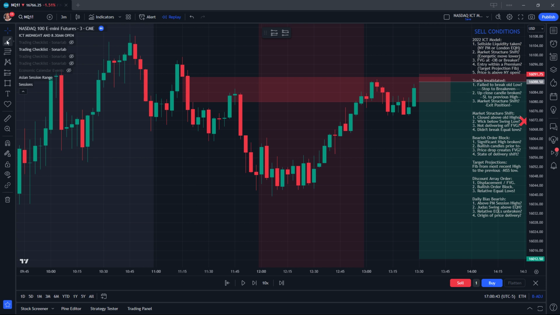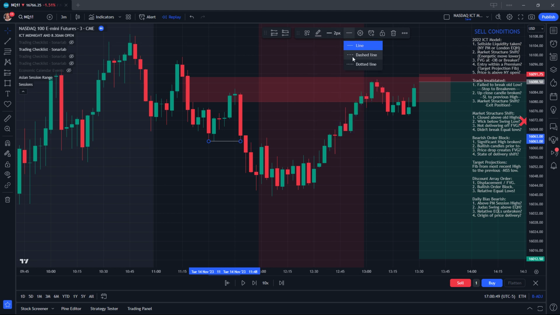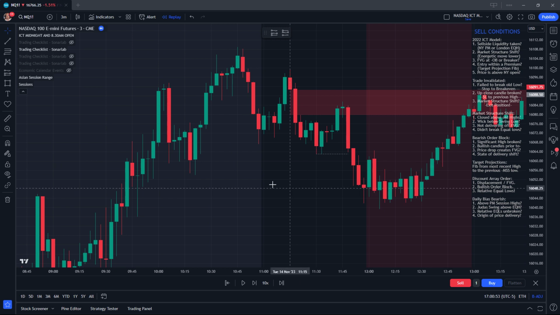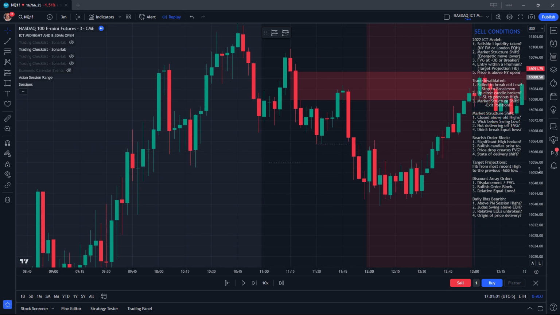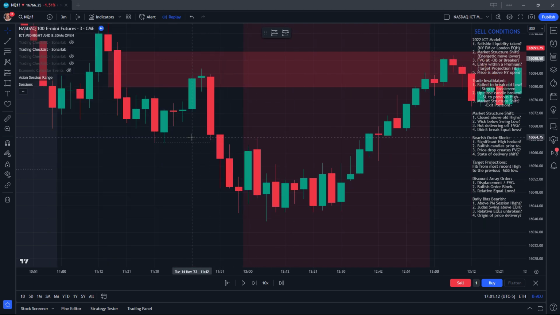The problem is that it did. These two lows here are unmistakably equal lows. There's no explaining it away. These are relatively equal lows, but they're not perfectly equal. You see there's space in between there. However, these ones are.